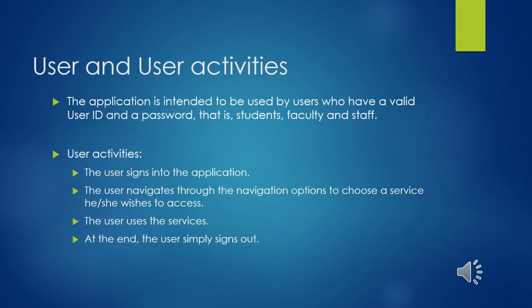Now let's look at the intended users. The application is intended to be used by users who have a valid user ID or student ID and a password, which means the students, the faculty, and the staff of the University of Regina. The user signs into the application, navigates through the navigation options to choose a service that he or she wishes to access, uses the services, and at the end, simply logs out or signs out.